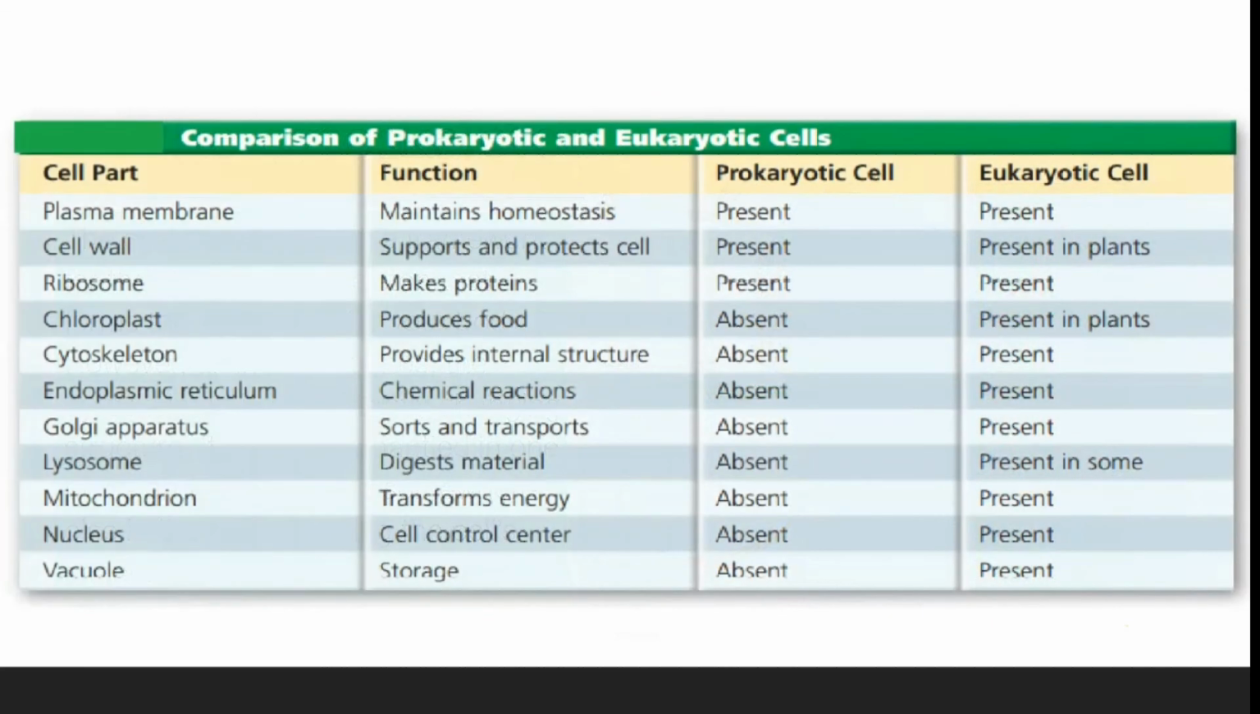And here you have a chart that compares both types of cells, prokaryotic cells and eukaryotic cells. The plasma membrane, cell wall, and ribosomes are found in both, only that in eukaryotic cells the cell wall is just present in plants. And the rest that we just saw in this presentation, chloroplast, cytoskeleton, endoplasmic reticulum, Golgi apparatus, lysosome, mitochondria, nucleus, and vacuole, are only present in most eukaryotic cells, and they are absent in prokaryotic cells.